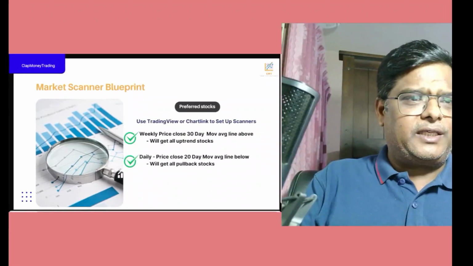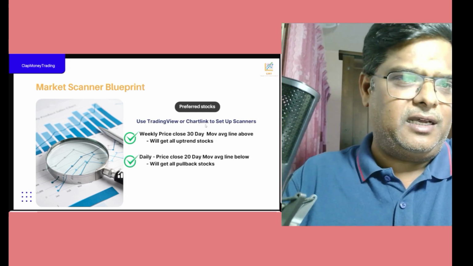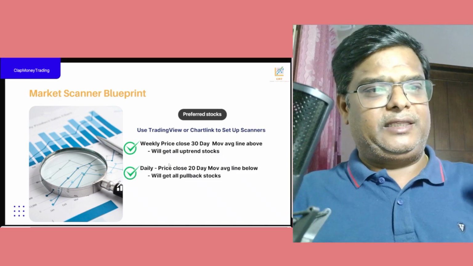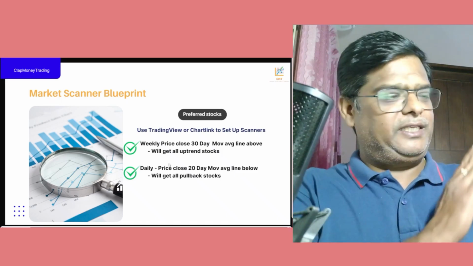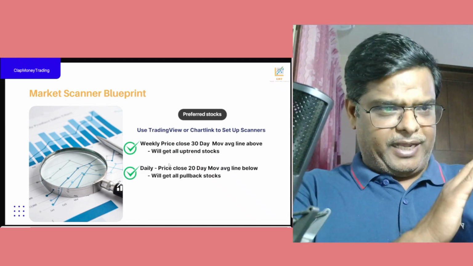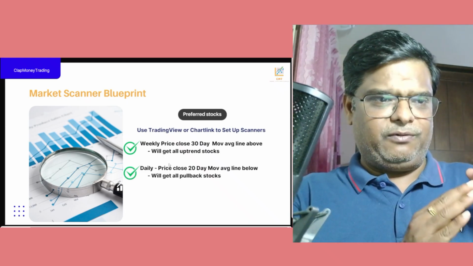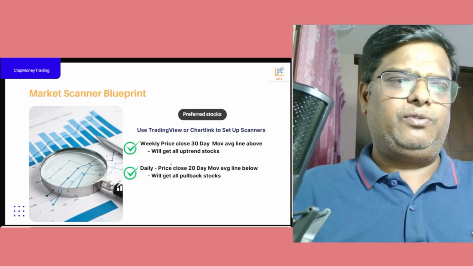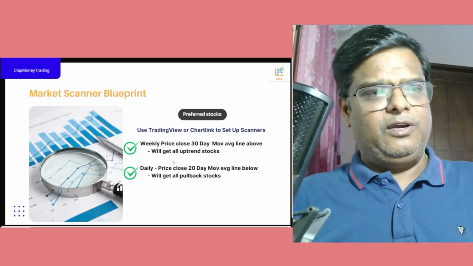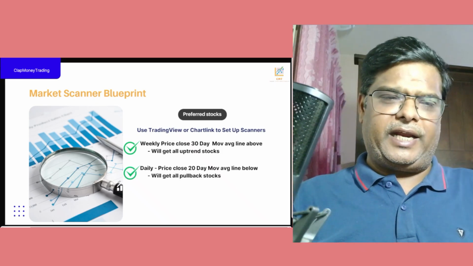To do the scanning, I am using TradingView or Chartink for the setup. Going back, in the weekly 30-day moving averages, when the price has crossed, you will get the trend is up. Then in the daily time frame, when the price closes below the moving averages for the same stock, we get the pullback stocks. So you can scan in two ways: one for trend-up stocks and one for pullbacks. Let me show how to create a Chartink scanner.